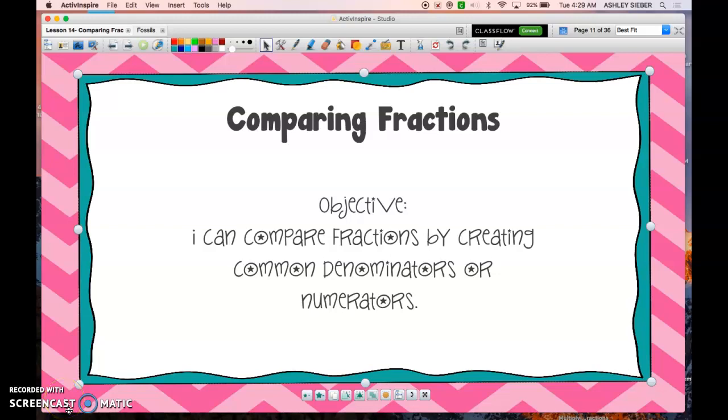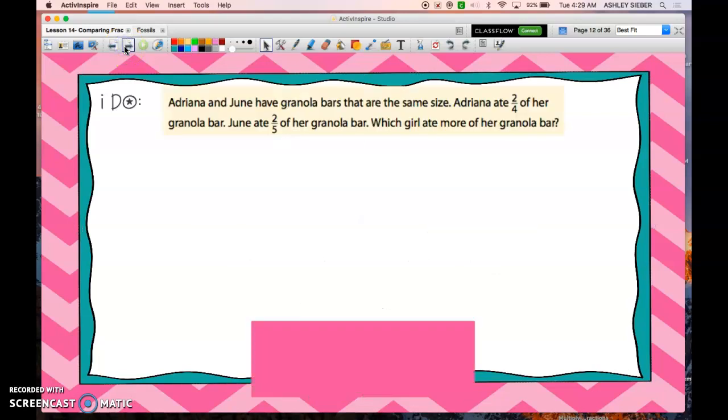Good morning. Today we're going to learn to compare fractions by creating common denominators or numerators. So I want you to watch as I do this first problem. Adriana and June have granola bars that are the same size. Adriana ate 2/4 of her granola bar. June ate 2/5 of her granola bar. Which girl ate more of her granola bar?